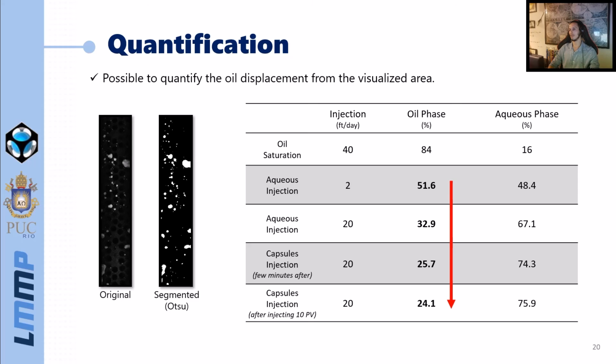The table displays the result of one experiment where the increase in oil recovery can be clearly seen. Just minutes after the beginning of the injection of an aqueous microcapsule suspension, a sensible drop of nearly 7% in the oil phase saturation is measured. A small additional oil recovery is observed by continuing the aqueous phase injection up to 10 porous volumes.